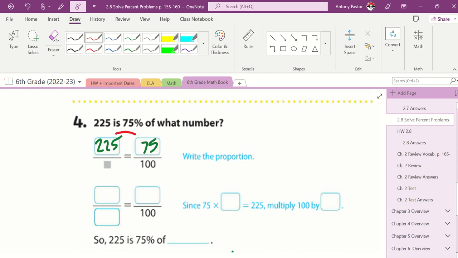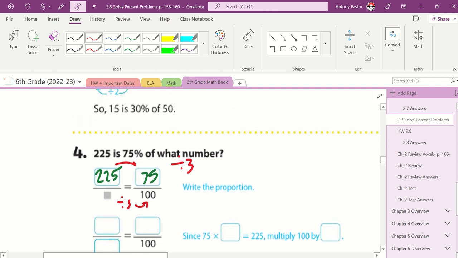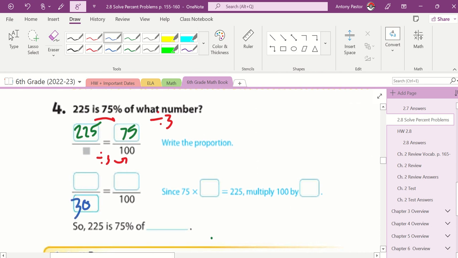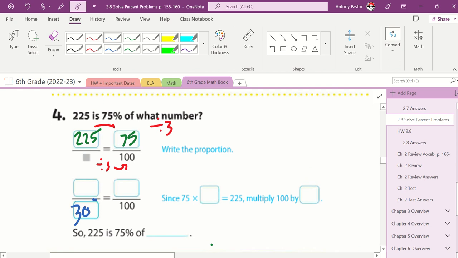To get to 225 to 75, I had to divide by 3. What divided by 3 will get me to 100? That would be 300. If it will let me write. 300. You gotta love technology sometimes. It won't let me write.